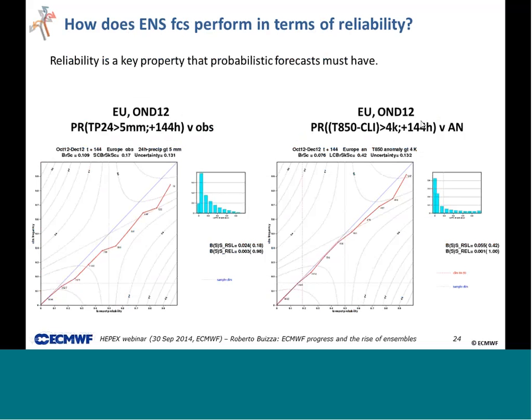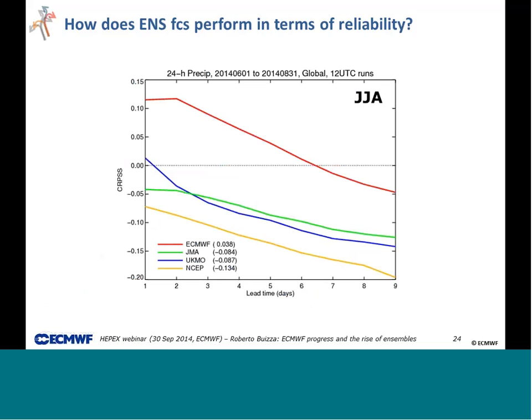If we look at another variable like the temperature, again, this is a temperature anomaly greater than 4 degrees, a 6-day forecast verified against analysis over Europe. The match is closer, so the system is more reliable. So this already indicates that for precipitation, it's more difficult to make reliable forecasts.